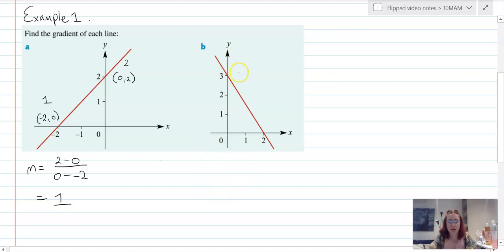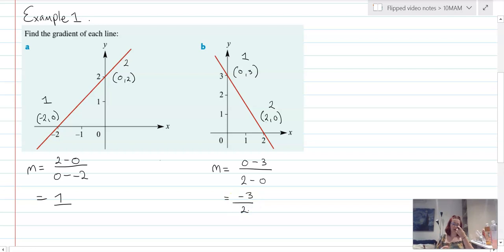If we look over at our second example, this point is 0, 3, and this one is 2, 0. So our gradient is going to be, this is point 1, this is point 2. It doesn't matter which is point 1 and 2. It's always going to work no matter which way around you have it. I just like to work from left to right. So it's going to be 0 minus 3 divided by 2 minus 0. So we've got -3 over 2. That doesn't simplify any further. So our gradient there is -3 over 2.